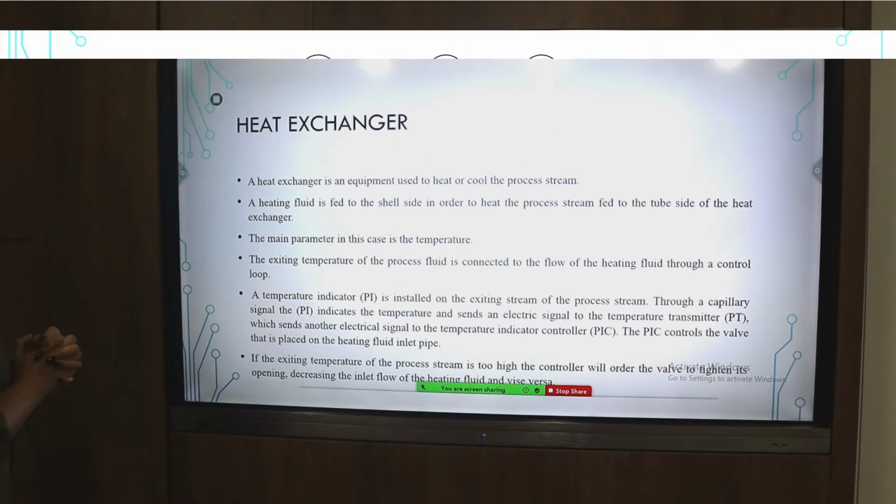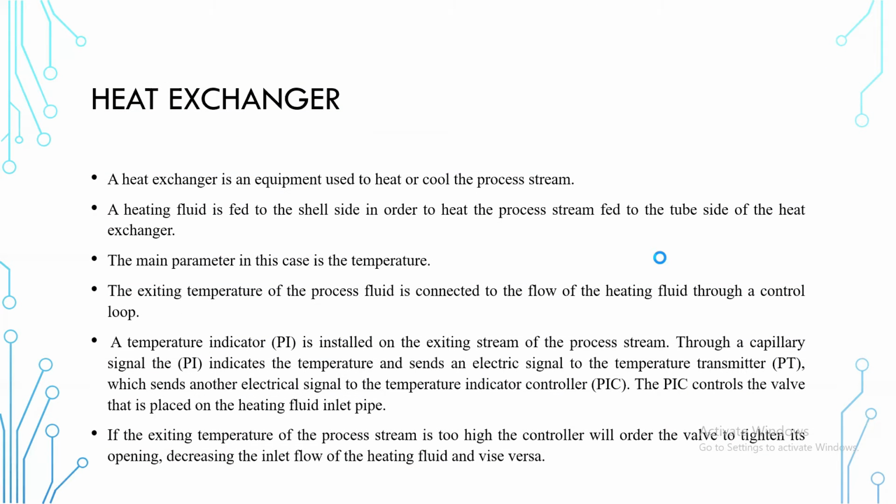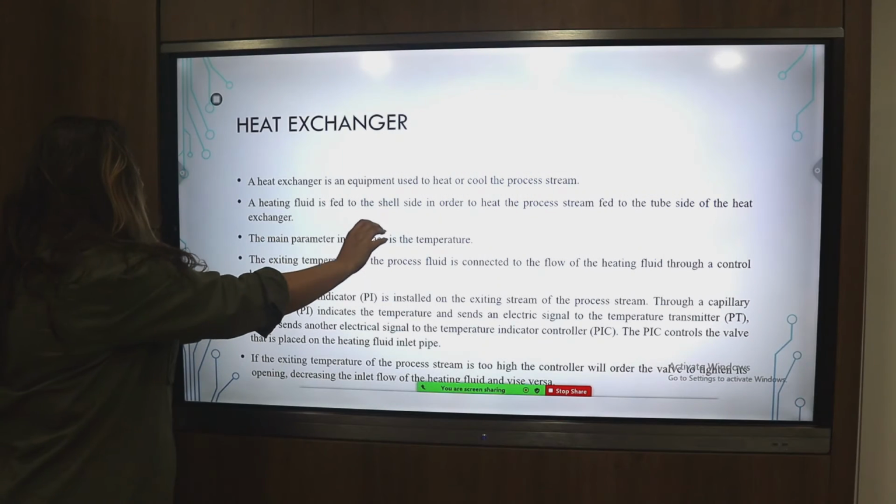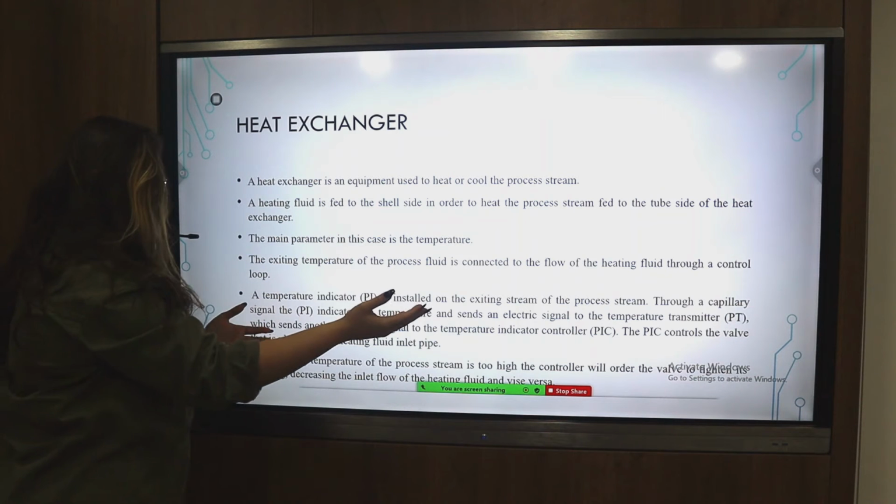The next example is a heat exchanger. Of course, a heat exchanger is an equipment used to heat or cool a process stream. In the heat exchanger, we have a shell side and we have a tube side. In the shell side, it's mostly the utility that I'm using. If I'm heating, I'm using steam. If I'm cooling, I'm using cooling water, and so on. So the main parameter when it comes to heat exchanger is obviously temperature.